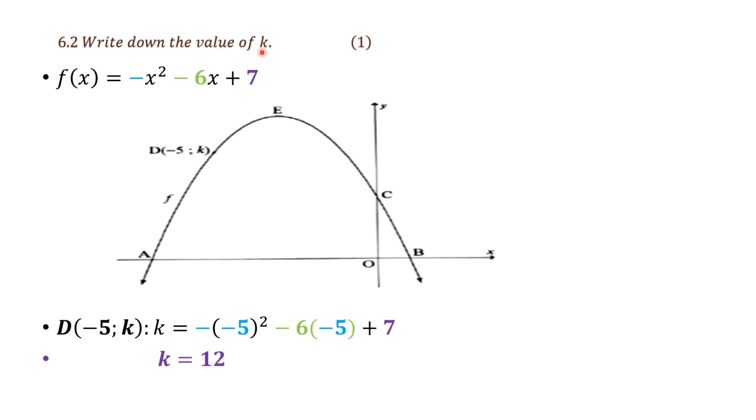Write down the value of k. So we have the equation. They've given me the x value and we're just testing, can you substitute the x value in there to get the y value. So there it's minus 5, and k states that x is negative 5 when y is k. So there, instead of writing f of x, k, x squared would become minus 5 squared, which gives me 25 times that negative, negative 25. Negative 6 times negative 5, which gives me positive 30. 30 minus 25 gives me 5. 5 plus 7 then gives me 12. Right, so very basic, but yeah, we need to know the basics before we can take on the more complex problems.